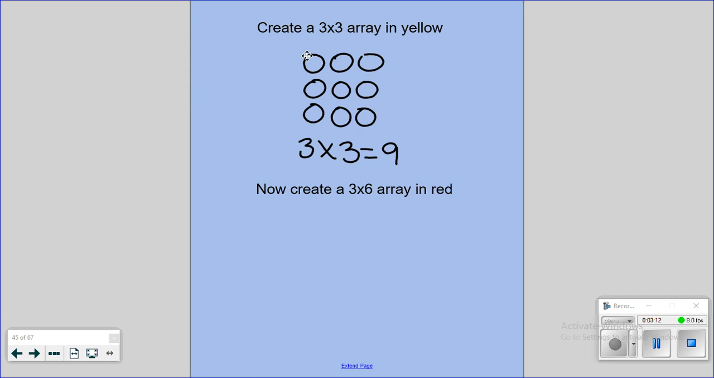Underneath that, I want you to create a 3 by 6 array. We're not adding on, we're creating a new array. A new array underneath. 3 by 6 this time. No fast arrays, just full arrays, please.